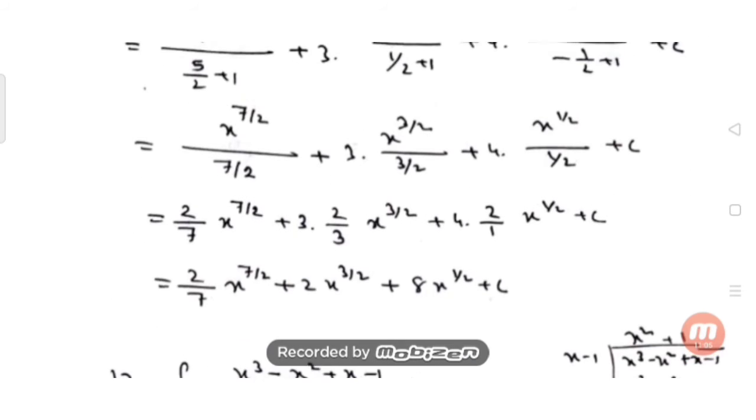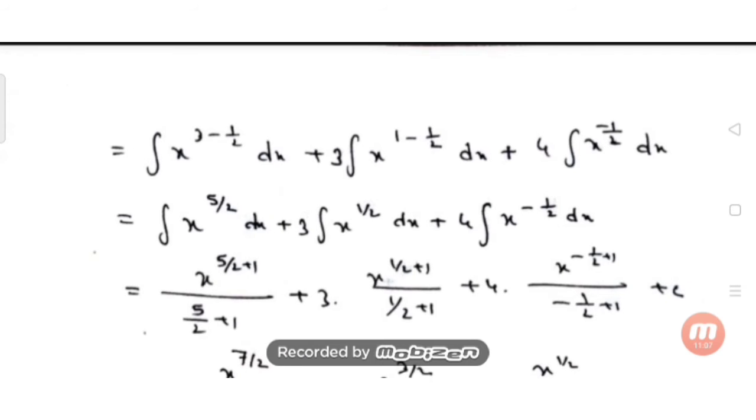After that, what I have done: root x, power is half. So the a to the power m by a to the power n formula gives a to the power m minus n. So it can be written as x to the power 3 minus half into dx. Then next is x by root x, so x to the power 1 minus half into dx. 4 constant comes out. 1 by root x is there, so x to the power minus half. Power half in the denominator, put it in the numerator, becomes negative.